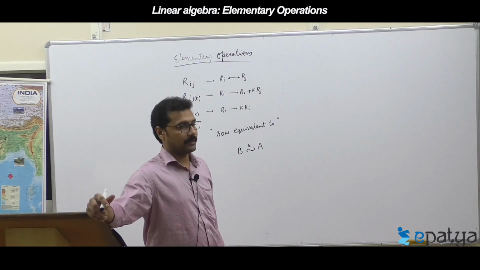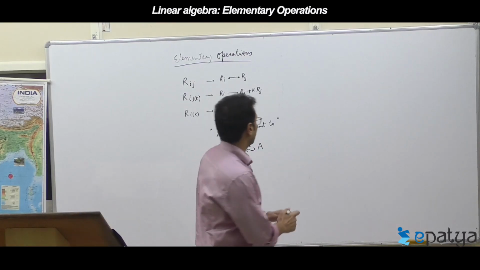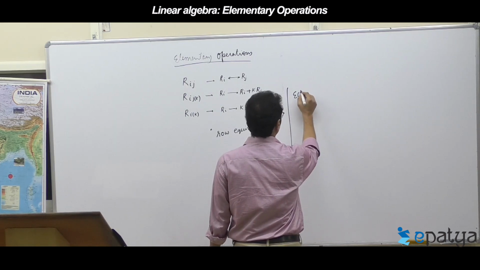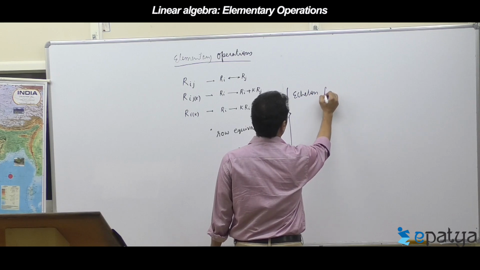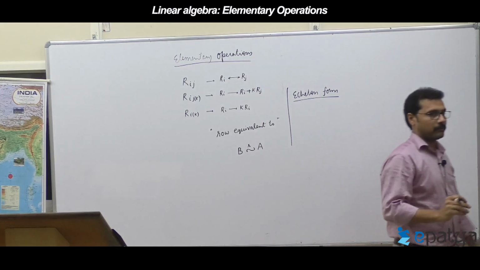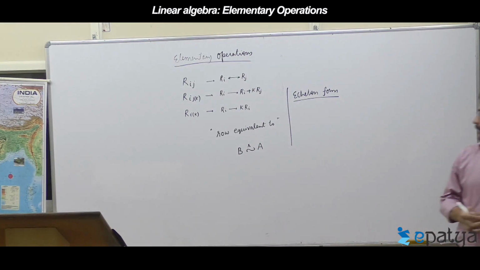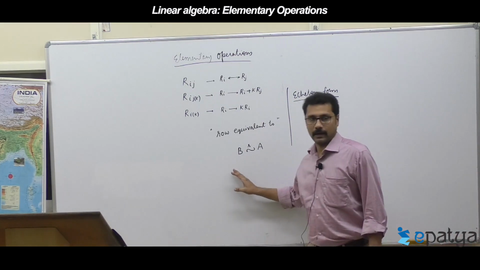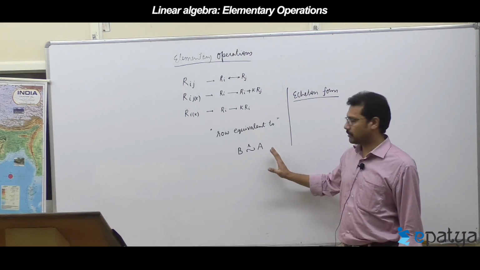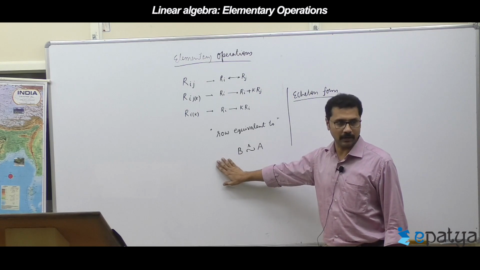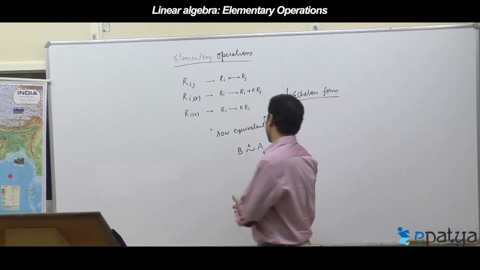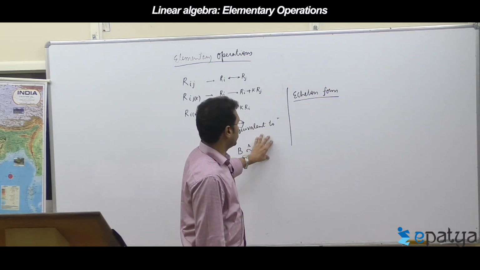Echelon form, E-C-H-E-L-O-N, echelon form. I will not give any definition of this, but you just listen to me carefully, which we already discussed. Echelon form of a matrix. If you see a matrix B, I can do some elementary row operations on matrix A and get a matrix B.